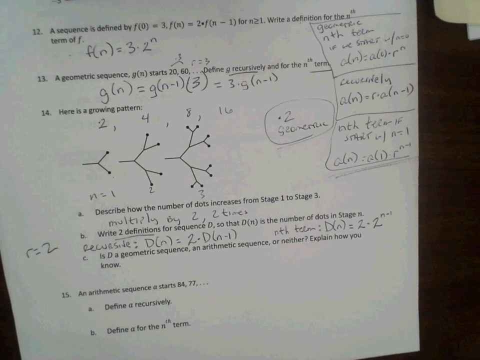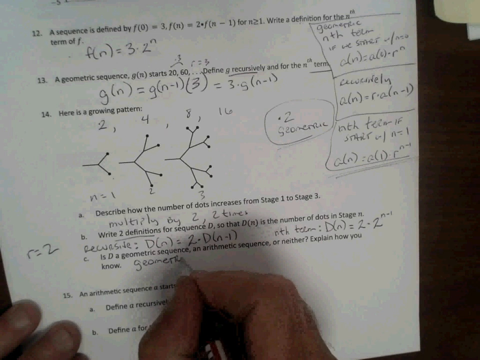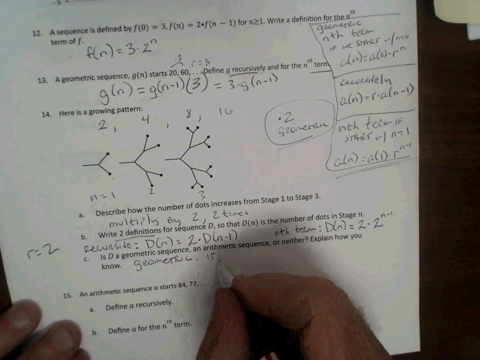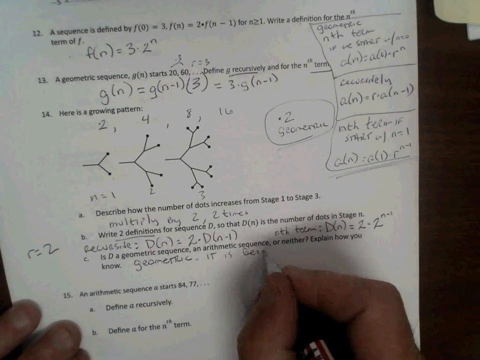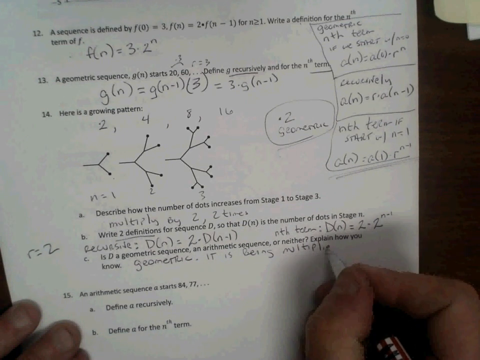Is D a geometric sequence, an arithmetic sequence, or neither? And it says explain how you know. Couldn't have said it better myself.